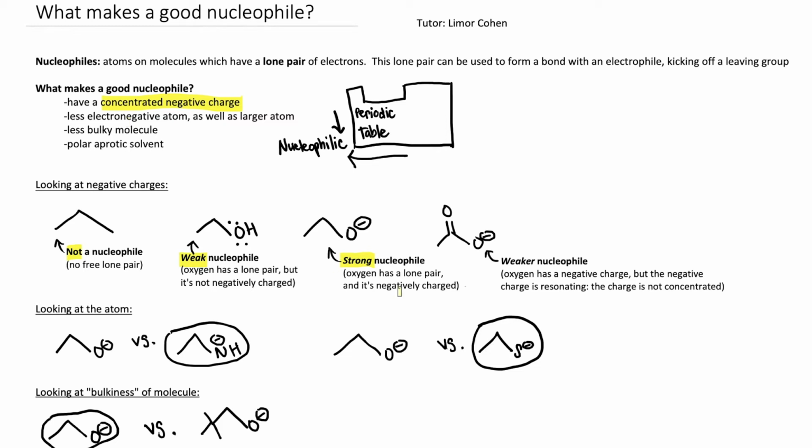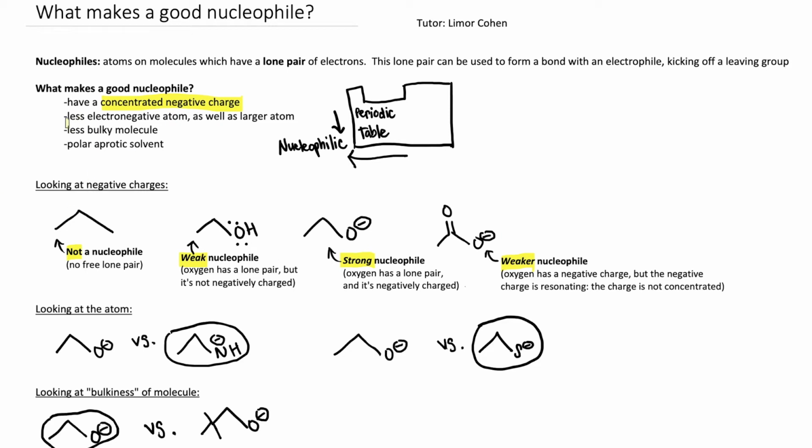react as much. So if we look at this example to the right here, even though this oxygen has a negative charge, since the negative charge is caught up in resonance, it's going to be a weaker nucleophile because that negative charge is not going to be as willing to go out and react.